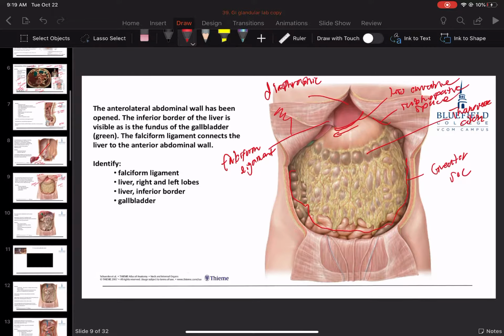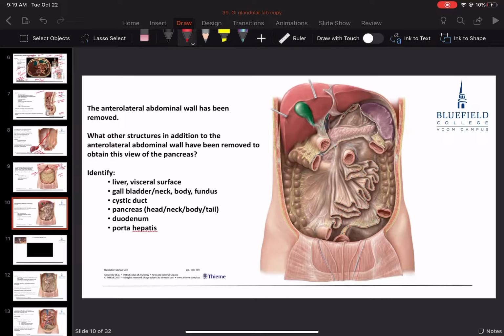Now, we go to something else. What have we done here in order to go deeper? The greater omentum is gone, so we've taken out a large chunk of the GI tract. So what was transected right here? The stomach near the attachment with the esophagus, right? So the stomach should have been lying right in this region, and then there's this transection. What would this be? Good, duodenum.